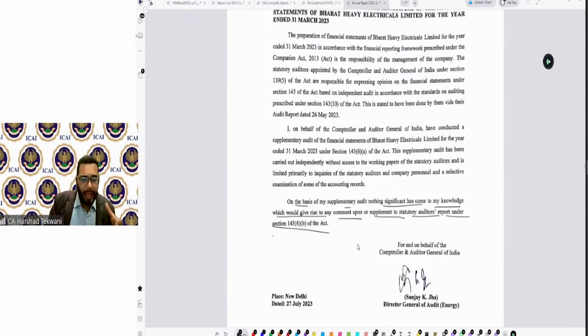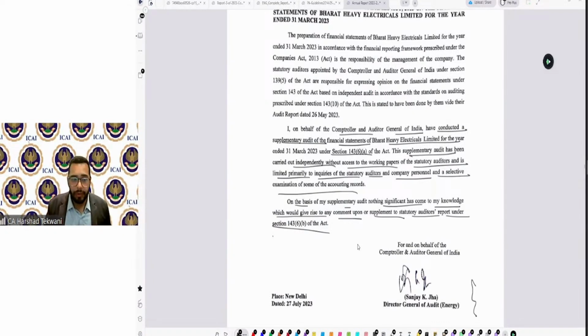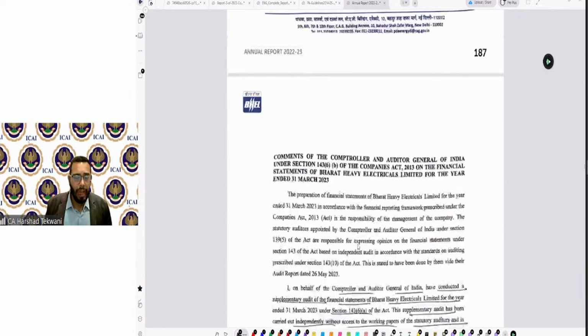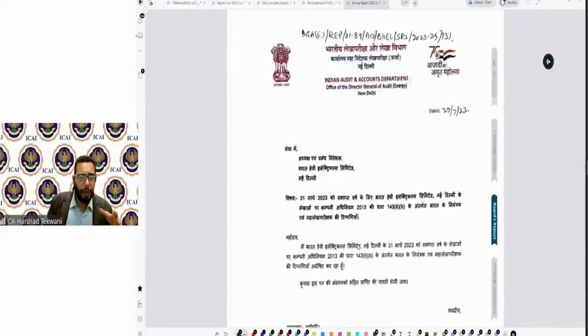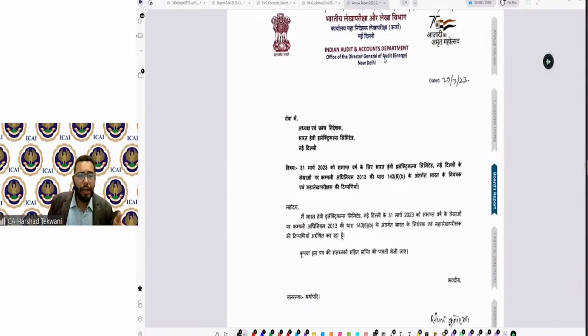Here, one particular person appointed by CAG has conducted a supplementary audit of the financial statements of this company under section 143(6)(a). This supplementary audit has been carried out independently without access to the working papers of the statutory auditor and is limited primarily to inquiries of the statutory auditor and company personnel and a selective examination of some accounting records. And nothing has come to knowledge based on the supplementary audit. This is the notification issued by the Indian Audit and Accounts Department.